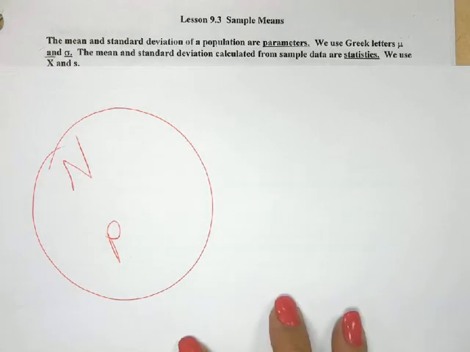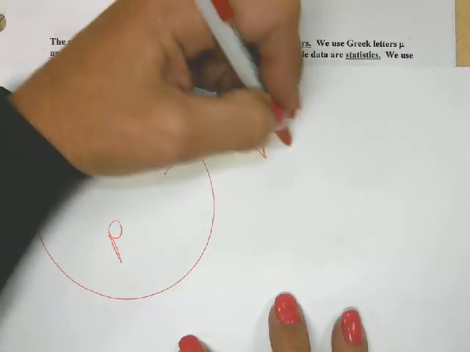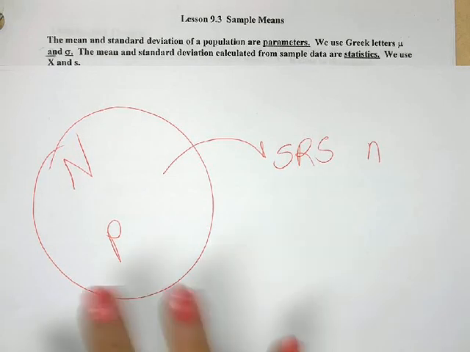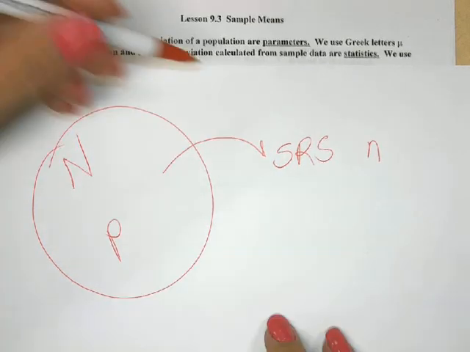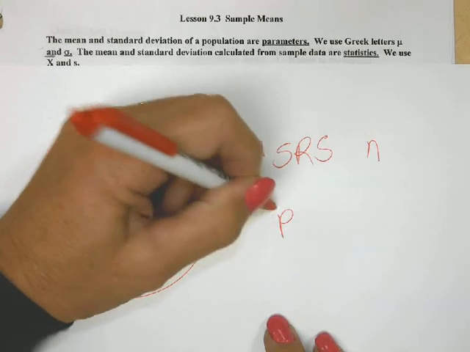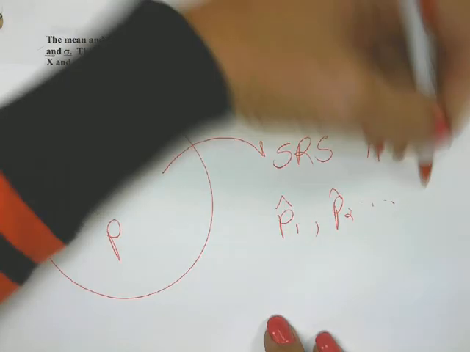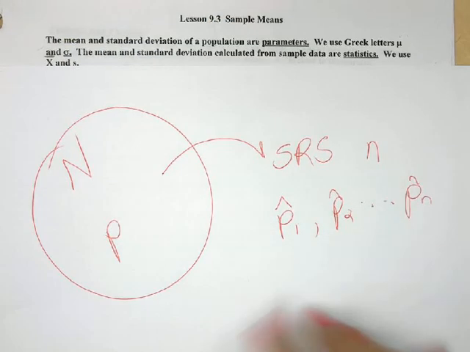Again, it could be the proportion of people who have blue eyes, the proportion of people who have brown hair, the proportion of people who are bald. There are all kinds of characteristics that we could look at for a human population or any type of population. Remember, we were taking simple random samples of size little n, and we were looking at sampling distributions for proportions. When we sampled, we were getting p hats, different sample proportions.